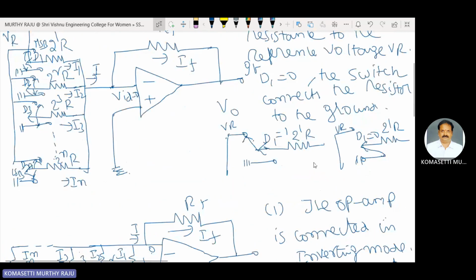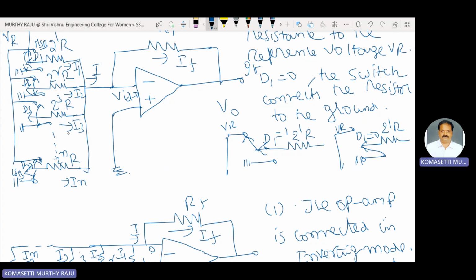That means I1 is the current flowing through this 2 power 1 into R whenever the switch is connected to VR. I2 is the current flowing through this 2 square into R. The switch is connected to VR, the other end of the resistor is connected to VR, like that. These are the currents which are derived from a reference voltage VR via current scaling resistances. Current scaling resistances are 2R, 4R, 8R and so on and so forth, 2 power n R.